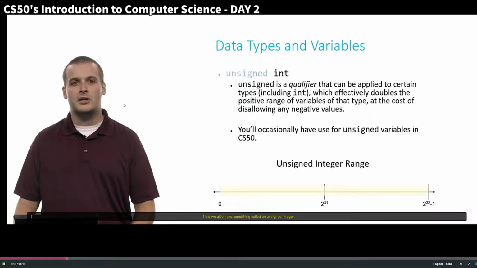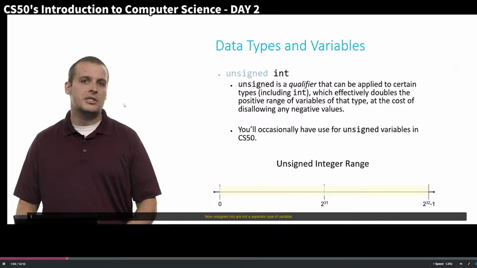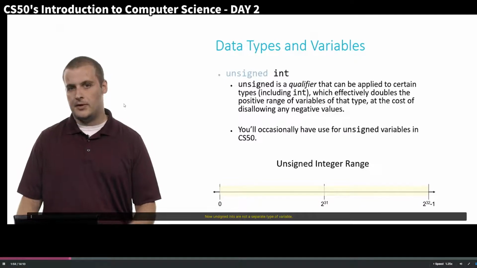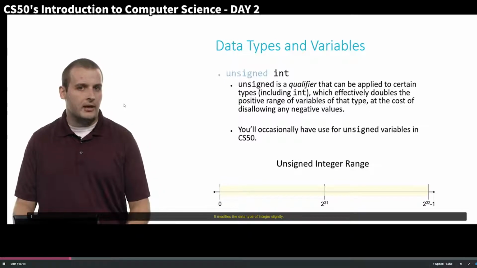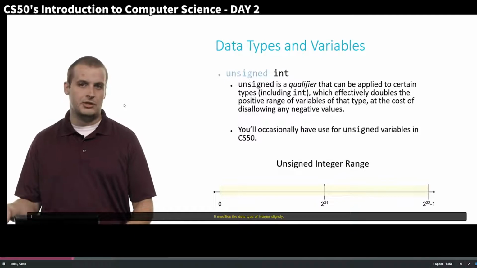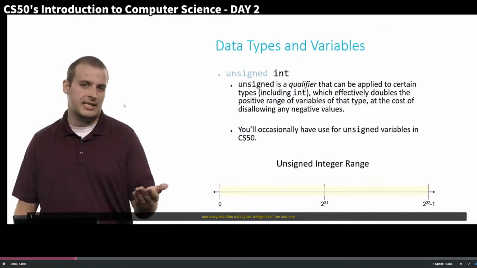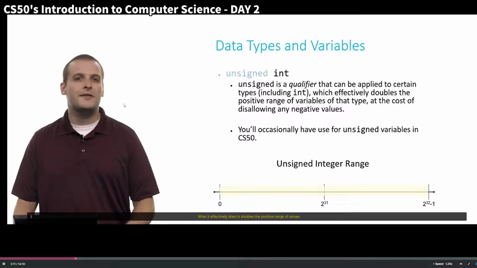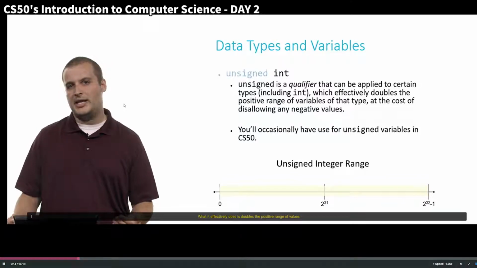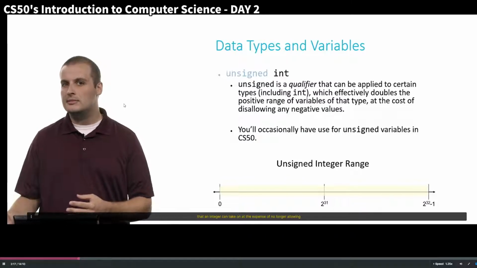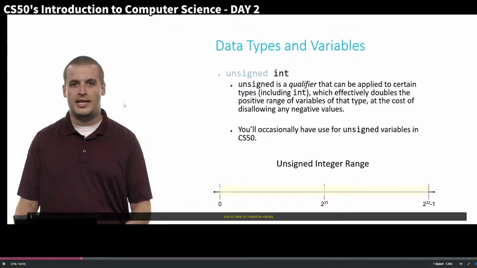Now, we also have something called an unsigned integer. Unsigned ints are not a separate type of variable. Rather, unsigned is what's called a qualifier. It modifies the data type of integer slightly. And in this case, what unsigned means, and you can also use unsigned with other data types, the integer is not the only one, is that it effectively doubles the positive range of values that an integer can take on at the expense of no longer allowing you to take on negative values.